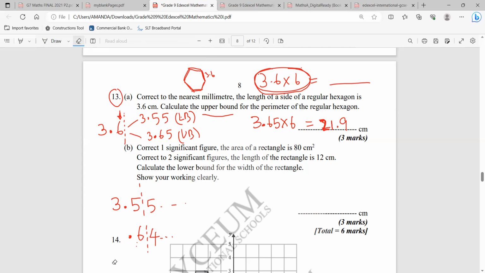Now let's do part B. Yeah, all that effort deserves 3 points. Yes. Then they're asking, clearing this off so that I can see the next question clearly.